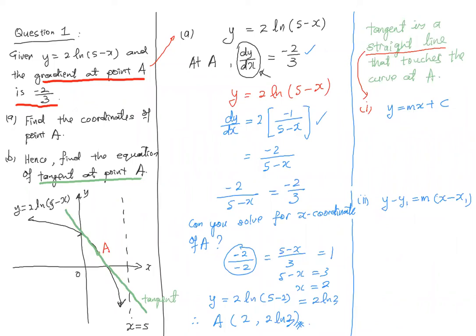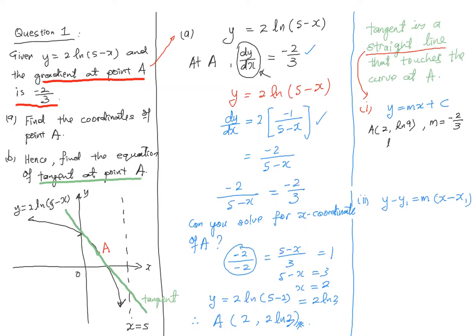So our point A, we know the coordinate of point A, correct? Hafiz, what is the coordinate of point A? 2 ln 3, or 2 ln 9 if you want it to be like that, up to you. Then what is the gradient at point A? Negative 2 over 3. So now what we do is we put into our y equal to mx plus c.